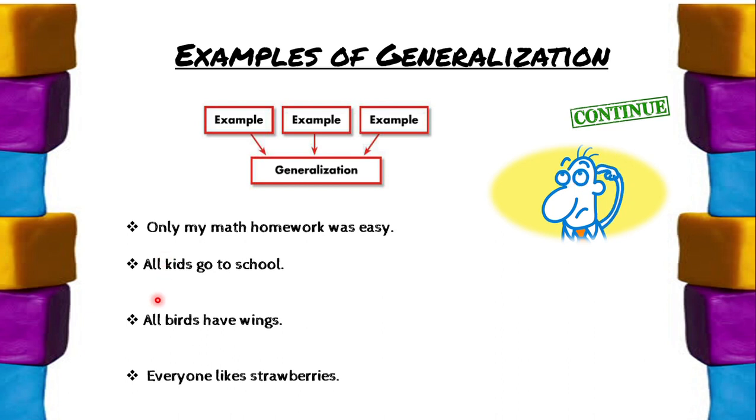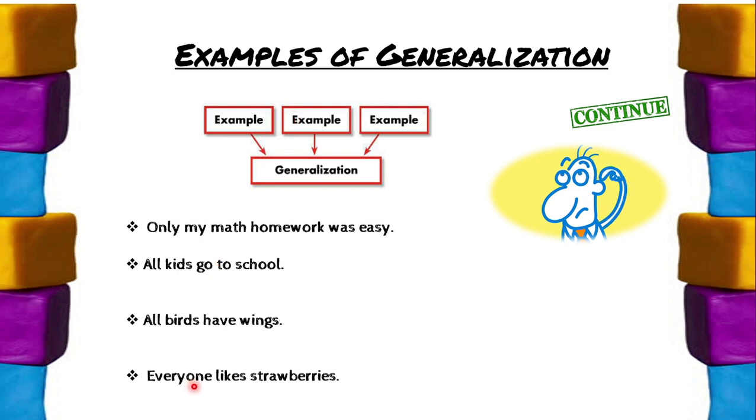All birds have wings. Let's say example number 1, the eagle has wings. The peacock has wings. What else? The owl has wings. So what's the generalization? And many other birds have wings. What's the generalization? All birds have wings. This is the general statement.